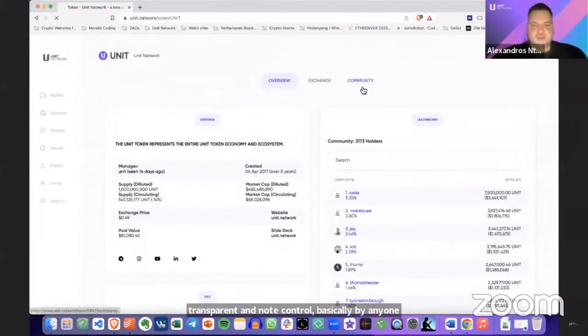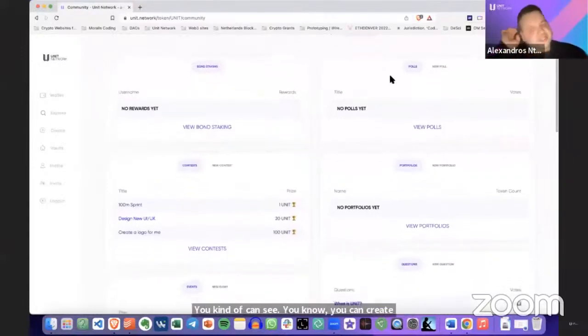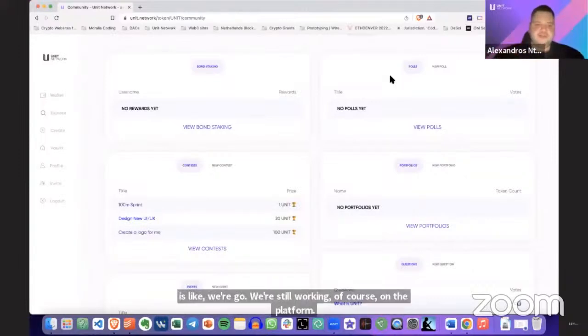So this is, oh yeah, we also have to go on community. Here you can create polls, let's say, as a DAO, if you would like to ask your community questions, or if they would like to make proposals as to changes in the DAO or in the business or anything else, you can create proposals and everything. But this is, of course, still at its very nascent stage. We're still working on the platform.